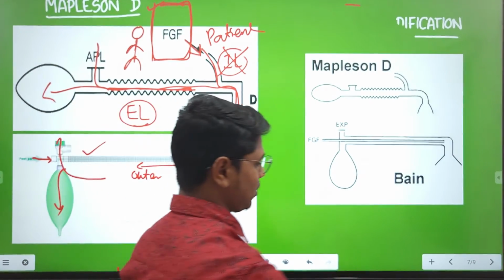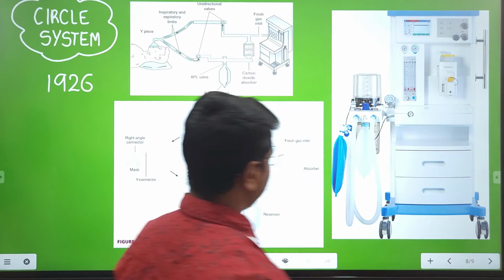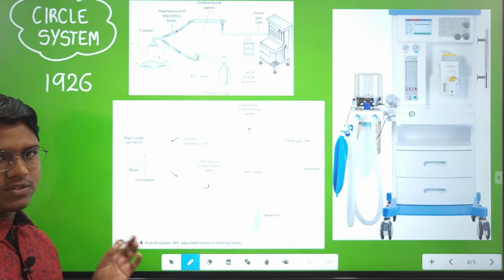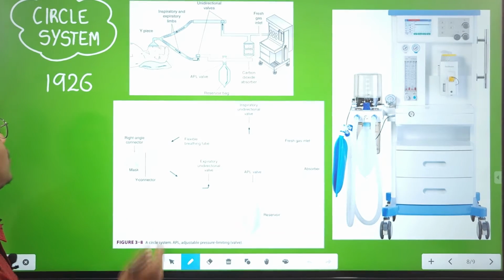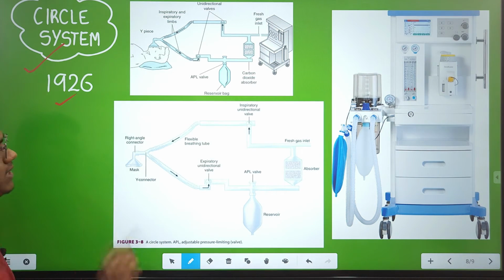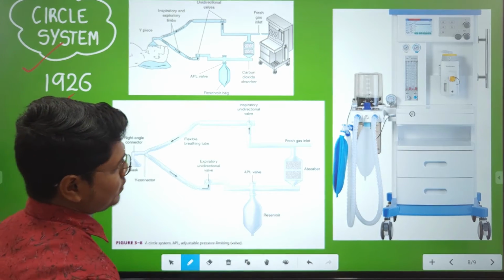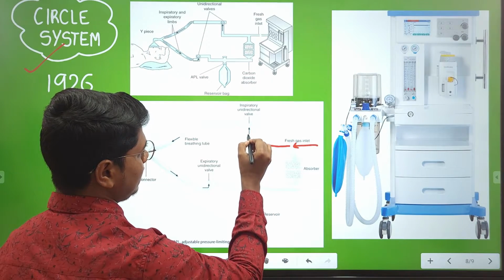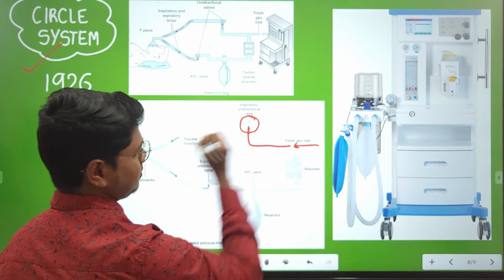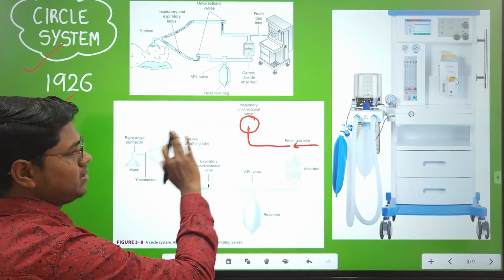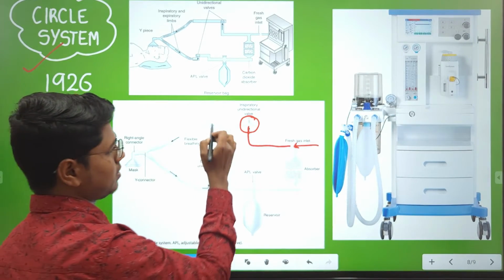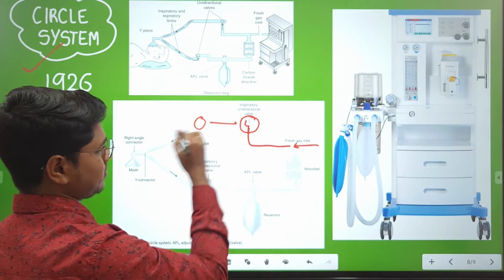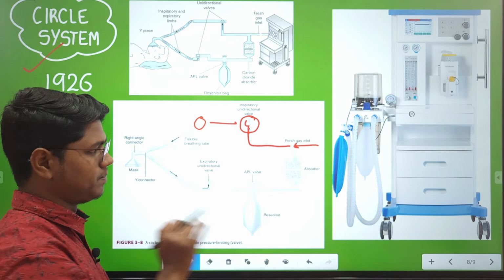Now coming to the circle system, which is very common nowadays. You will find the circle system in all veterinary anesthesiology use. This circle system was designed in 1926. Here this is the fresh gas flow. When the fresh gas flows, you see the unidirectional valve. It prevents any expiration gas from coming into the circuit. Sometimes it is placed here or here, but the function is the same.